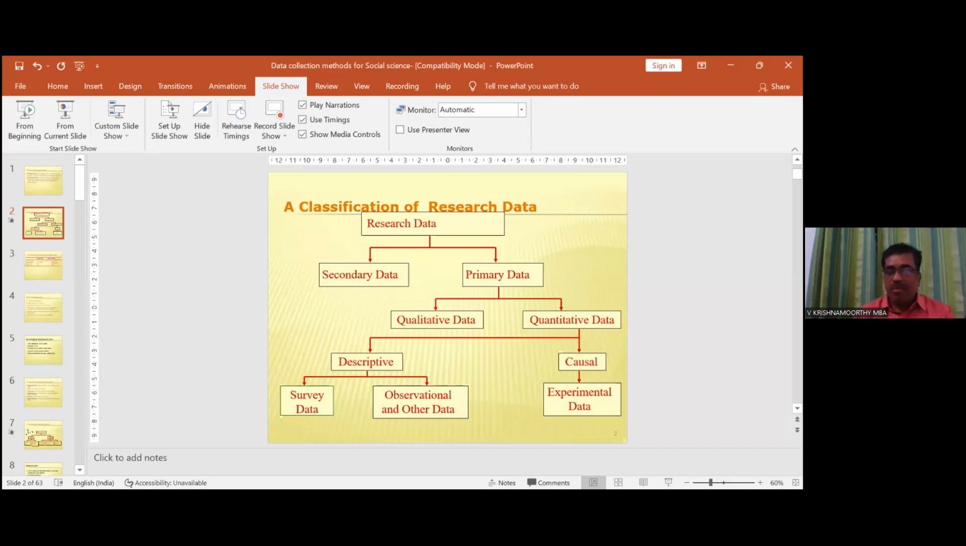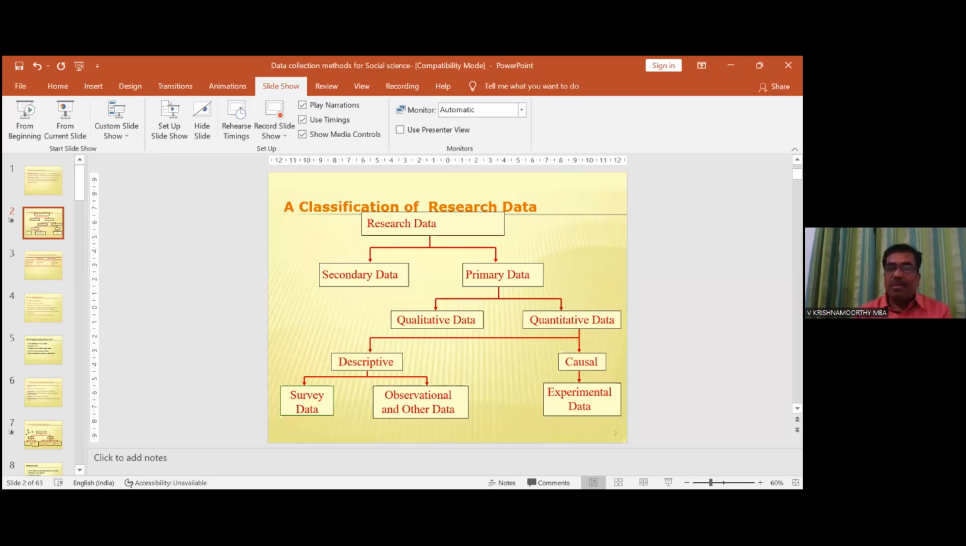Okay, simply, if you take this, you might have seen the research design. A research design can be classified into two types. One is conclusive, another one is non-conclusive. Let's take conclusive. Under conclusive, descriptive research will come, and another one is causal research.